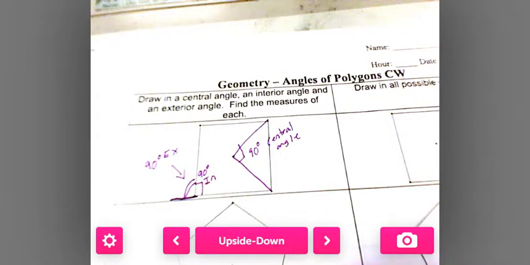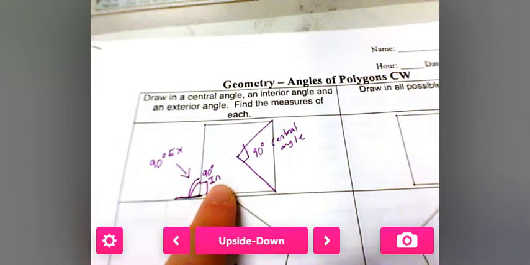Thank you. Make sure you pick these up. What does it say in the corner? IN for interior angle, 90 degrees.